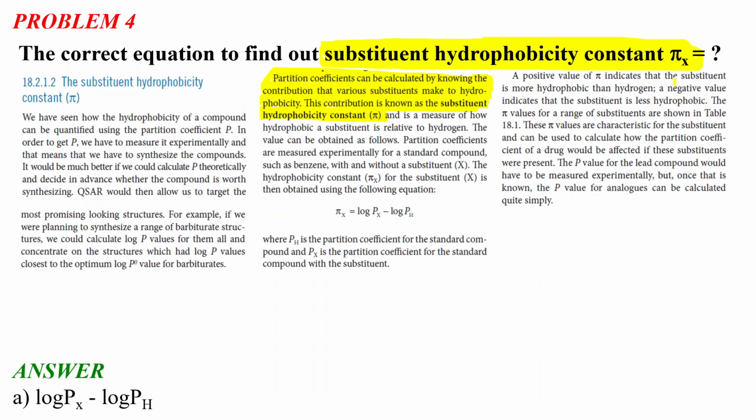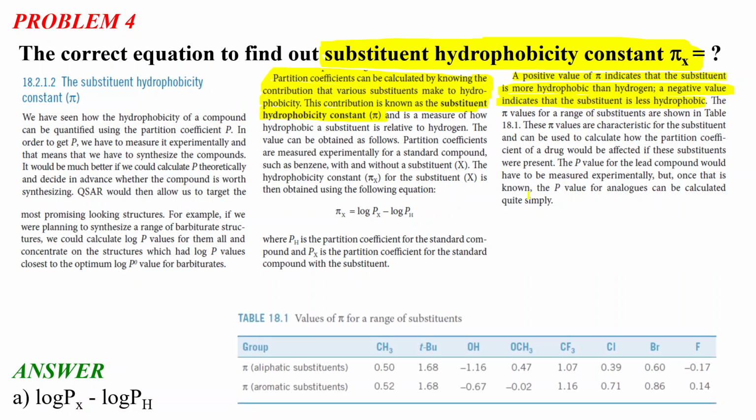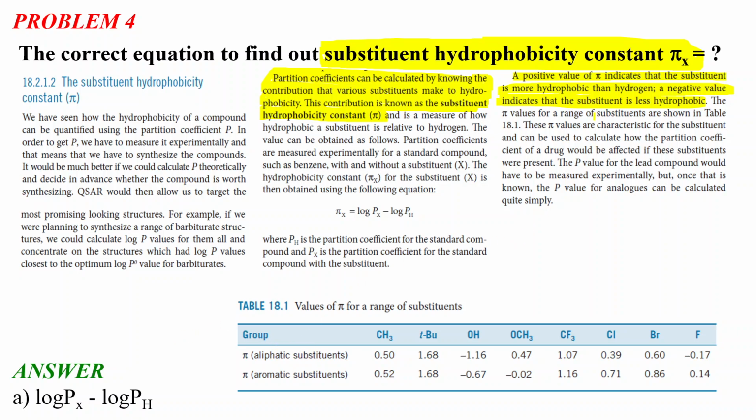A positive value of pi indicates that the substituent is more hydrophobic than hydrogen, and a negative value indicates that the substituent is less hydrophobic. This is important: a positive pi value indicates that the substituent is more hydrophobic than hydrogen, and a negative pi value indicates that the substituent is less hydrophobic. There is a table of pi values for substituents that I will show you. Here is the table. These pi values are characteristic for the substituent and can be used to calculate how the partition coefficient of a drug would be affected if these substituents were present.